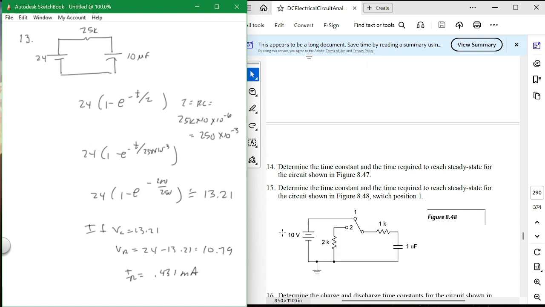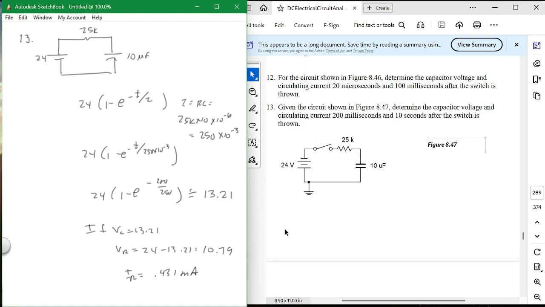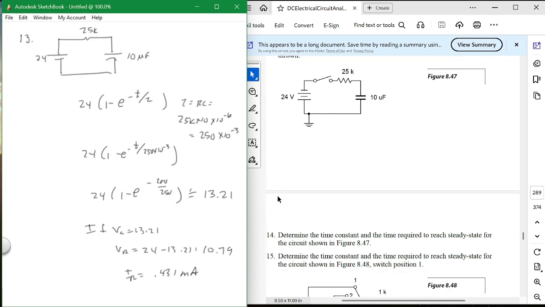Yes, sir. What is the unit on tau? Is that seconds or is it just a number? It's units of time, units of seconds. So I multiply a resistance times a capacitance, and I come up with seconds. Do units matter? Yes, they do. Very good.